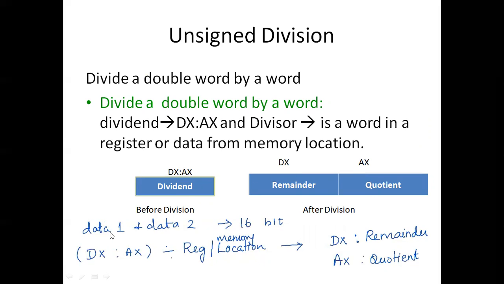Here also both the data are 16-bit, but we are going to do a 32 by 16-bit division. So we have to consider DX. In this case, DX will be loaded with 00. So DX:AX will have a 32-bit number, which is nothing but the double word. We are going to divide it with 16-bit data from a register or from a memory location. The quotient is in AX and the remainder is in DX.